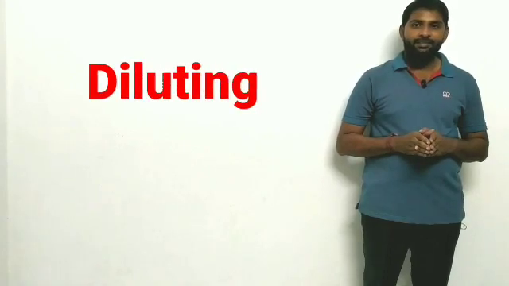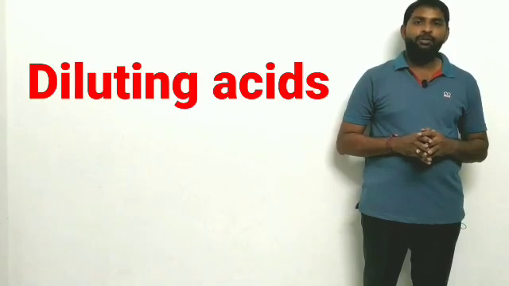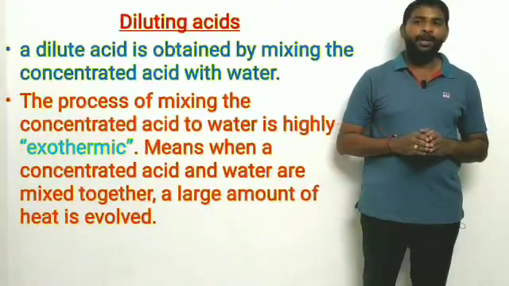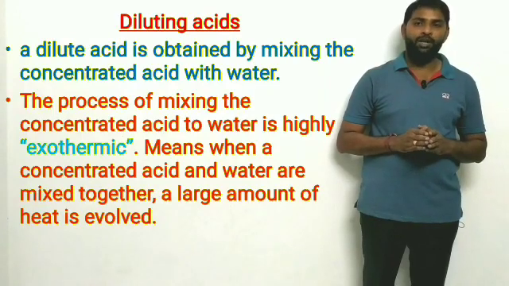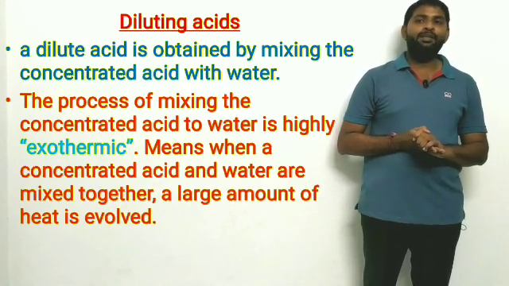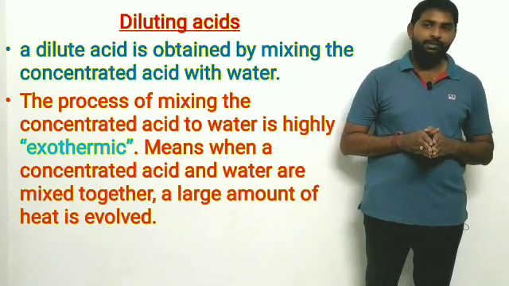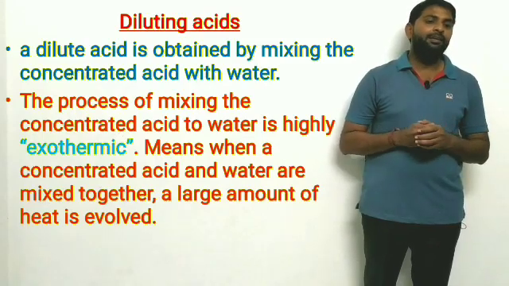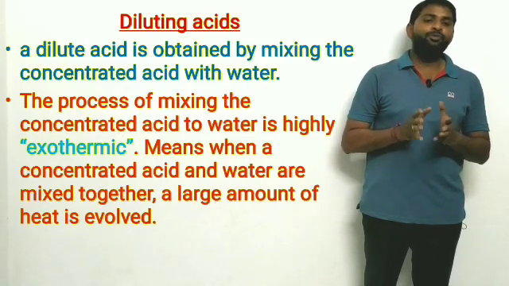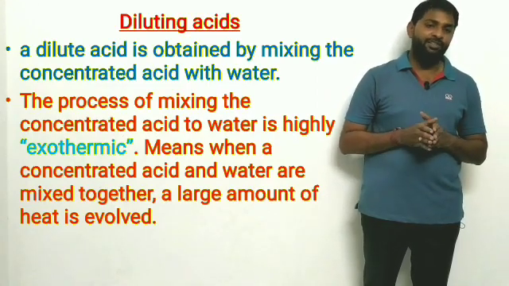Next one, diluting concentrated acids. A dilute acid is obtained by mixing the concentrated acid with water. The process of mixing the concentrated acid with water is highly exothermic. What is exothermic? It releases heat energy.